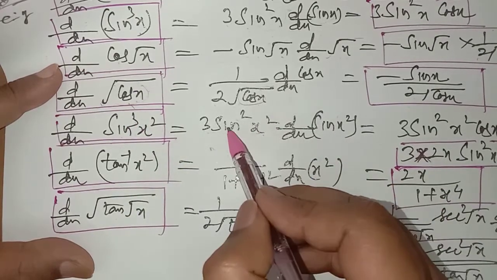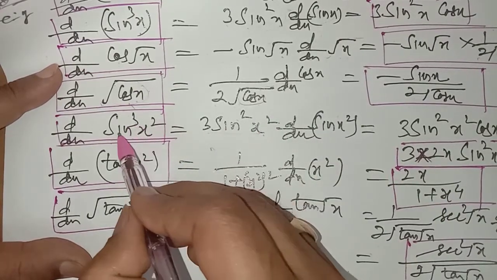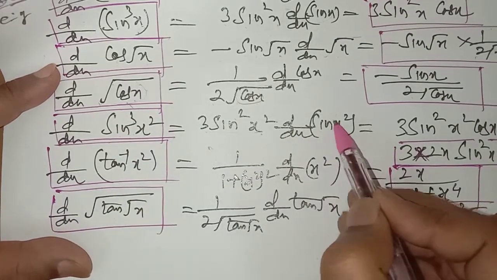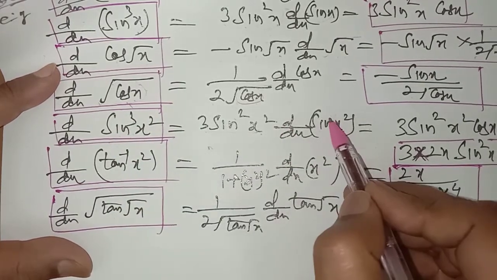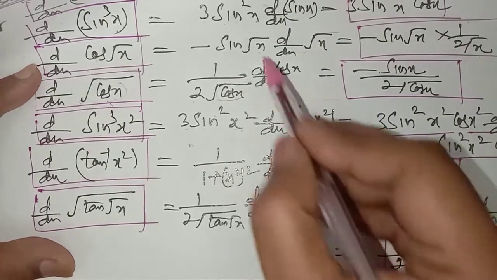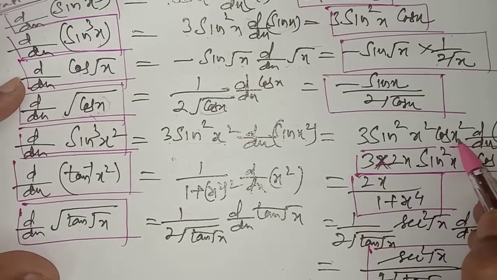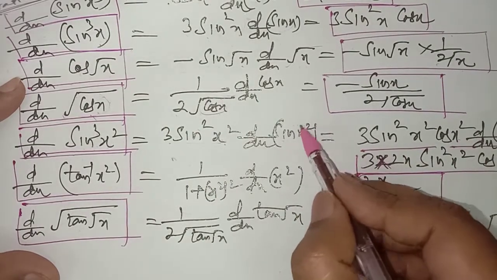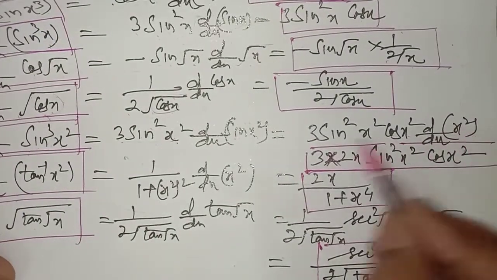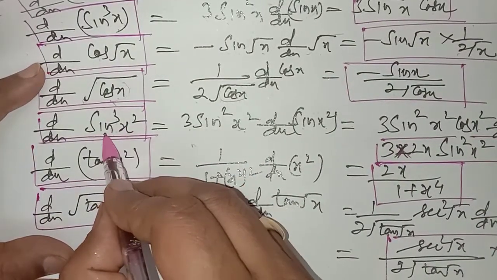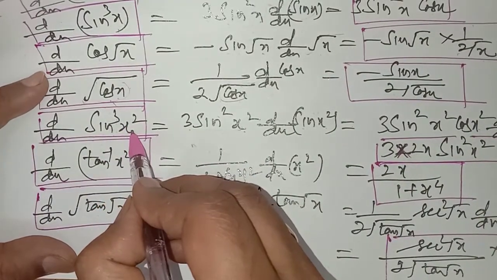Now differentiate this sine x square. We have differentiated the power, and after that we have to differentiate sine x square. We remove the 3 because we have already differentiated it. Now this you have already done in the above question. We differentiate sine, which is equal to cos x square, and multiply with the derivative of x square, which is equal to 2x. So first differentiate the power, then sine, then x square.